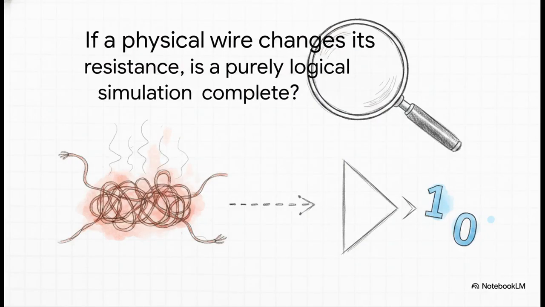So, the crucial point is the single word, simulate. What are we actually doing when we try to do that? Think about it. If a physical wire heats up, changes its resistance, and creates a whole electromagnetic field, but our digital logic gate only registers a pure true or false state, is that simulation actually complete? It really forces us to ask ourselves, how much of the physical world just gets totally lost in translation when we force it into this box of pure, unadulterated logic?